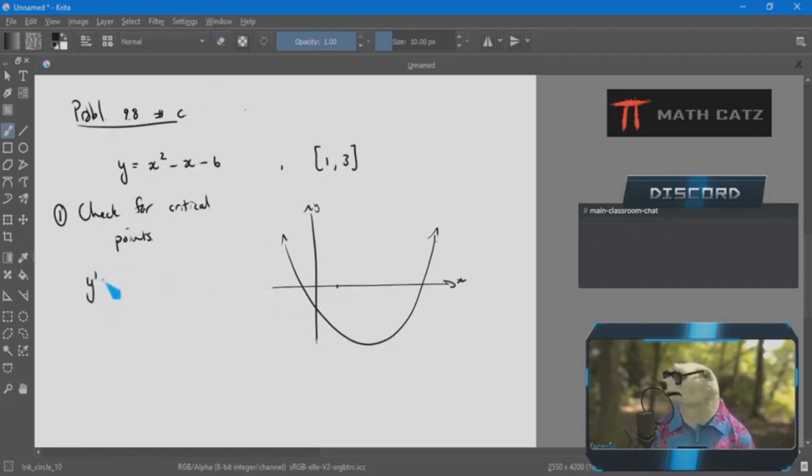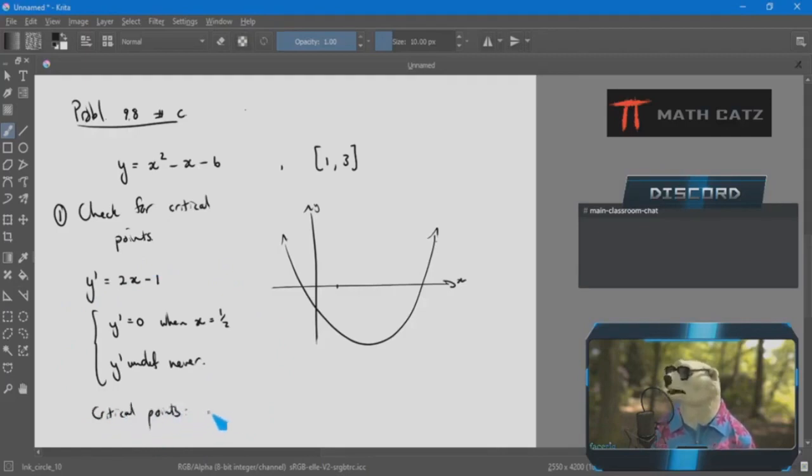For that, I have to find the derivative, which is easy because it's a simple function, 2x minus 1. How do I find critical points? I check where is the derivative equal to 0, where is the derivative undefined. Well, it's equal to 0 when x is 1/2. And it's undefined, never. So my critical points are only when x is equal to 1/2.